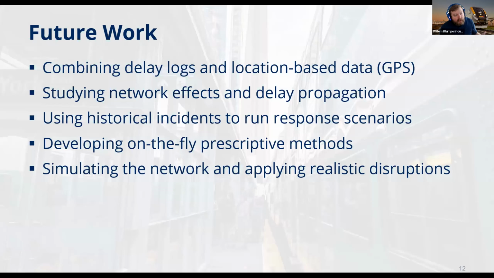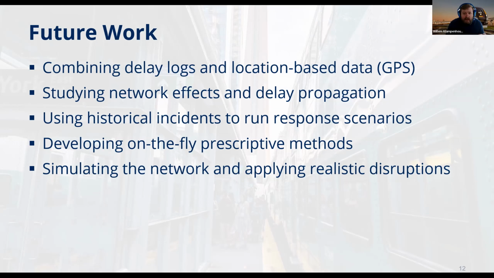So for future work, this was sort of a first blush of how you take this data set and get as much information out of it as possible. Some of the things we'd like to do are to combine these delay logs and some more location-based data to see if we can get corridor-specific predictions, or more fine-grained, nuanced predictions, so that when something happens on a corridor, we can adjust for that.